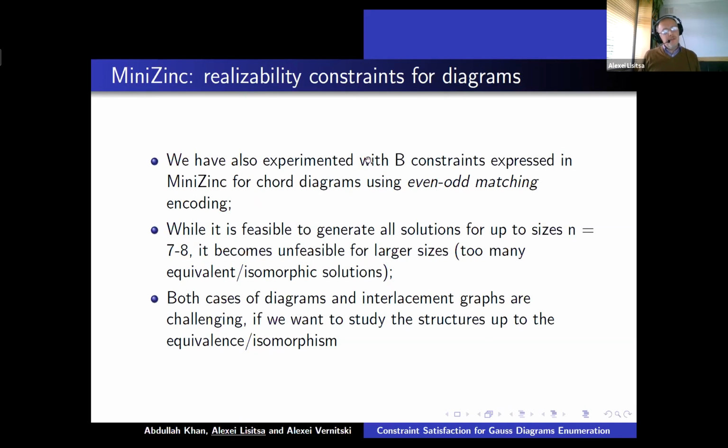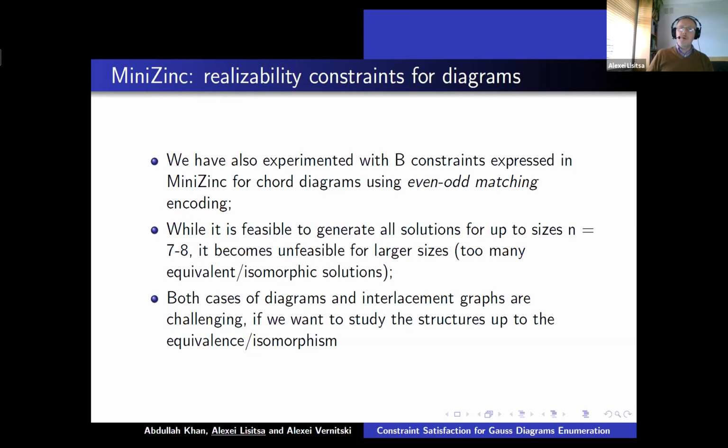We also experimented with the same MiniZinc solver, directly expressing conditions on diagrams, not just on the interlacement graph, but on diagrams. There are many more diagrams than corresponding interlacement graphs. And we used the so-called even-odd matching encoding, which I hope to explain in just a few minutes. But let me first complete this MiniZinc direct approach. It might be feasible to generate examples of such diagrams, especially if you are interested in diagrams with additional properties. So it might be a very reasonable approach.